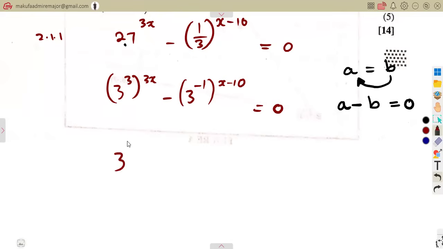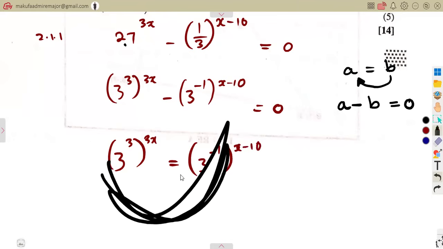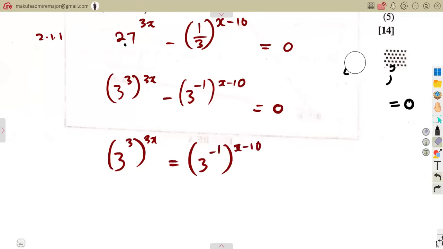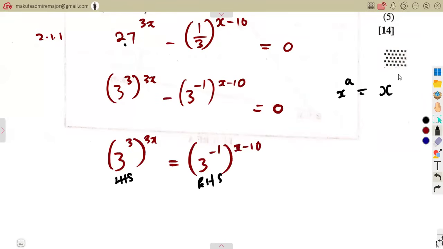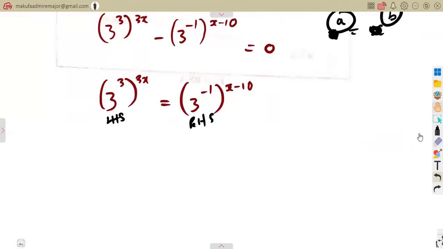3 to the exponent of 3 to the exponent of 3x, okay, is equal to, take it to the other side, that will be a positive, 3 to the exponent of negative 1 to the exponent of x minus 10. Guys, what is it that we understand about the exponents of the same bases when they are equal? For x to the exponent of A to be equal to x to the exponent of B, when these bases are the same, the exponents are equal also. We know that.